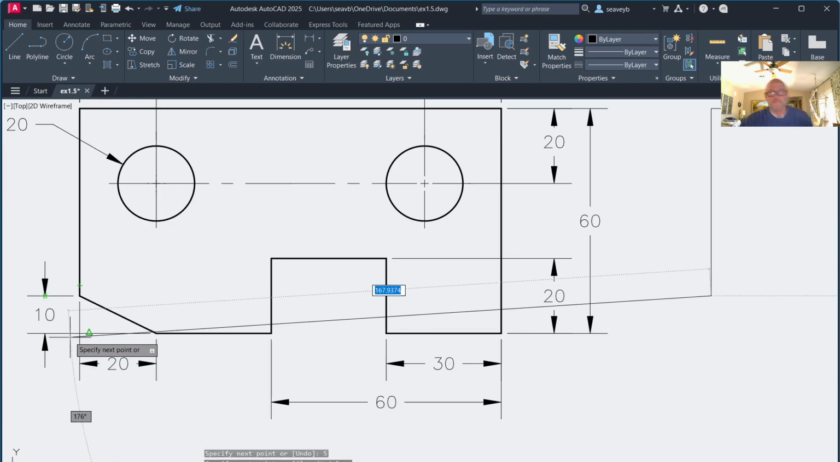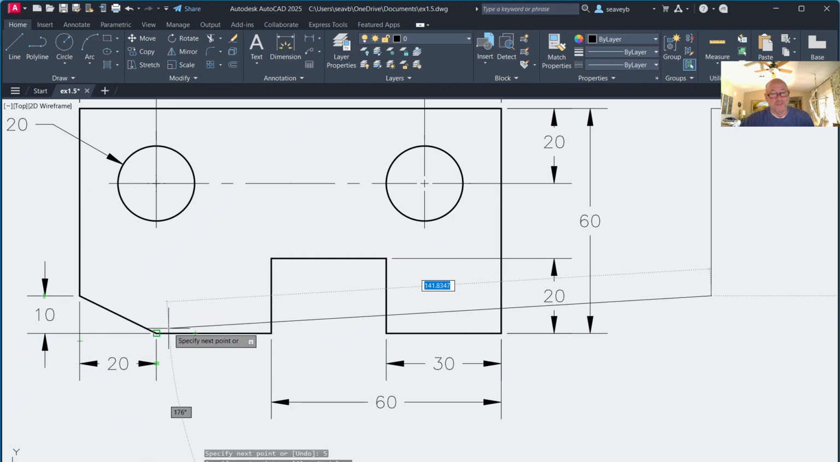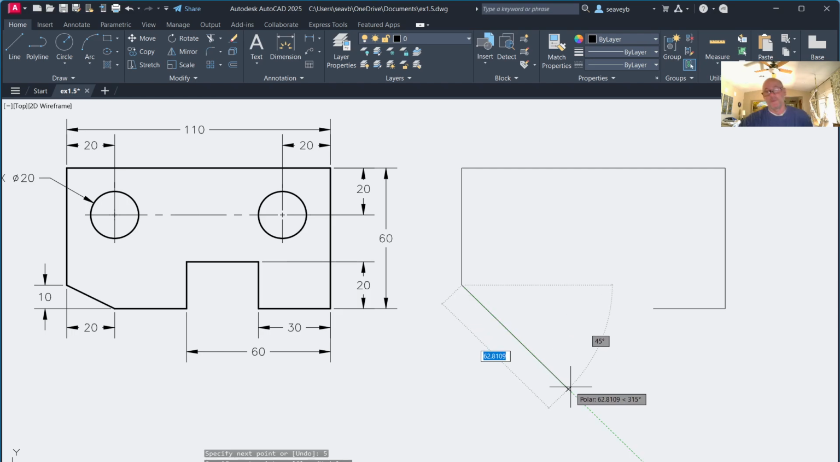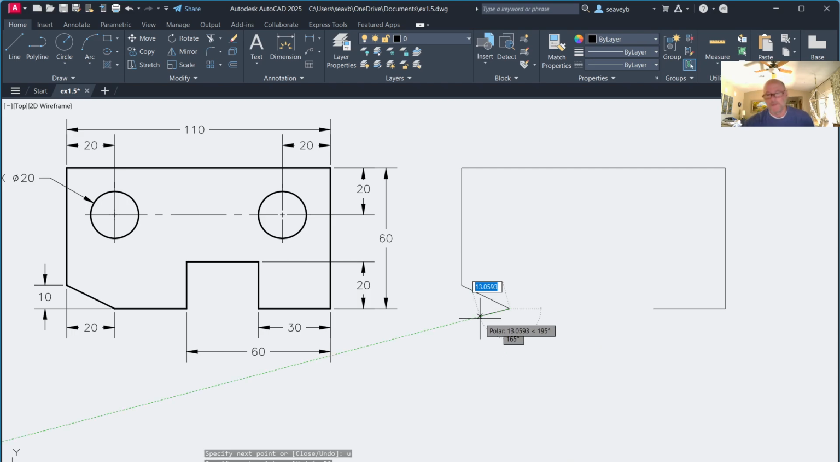Now at this corner, we want to go down 10 and to the right 20 to get to this other corner. With the dynamic input on and with it off, your default input is relative coordinates. So I have to type in the negative 10 for going down, but I have to type in the x coordinate, or the left right coordinate, first. So that's a positive 20, comma, and a negative 10 for down. So 20 to the right, 10 down. There we go.